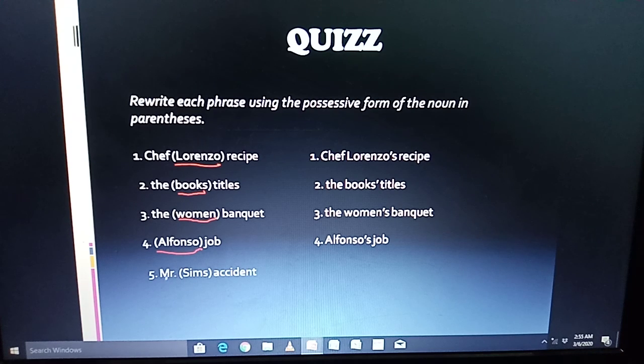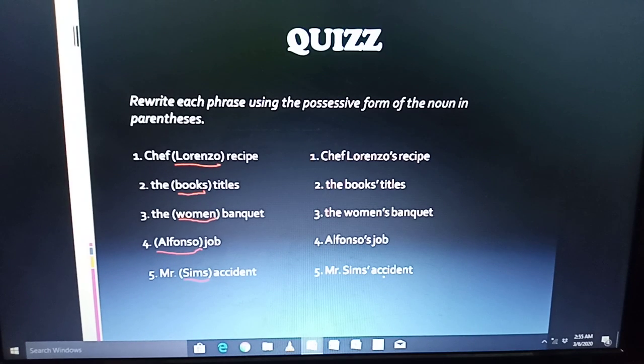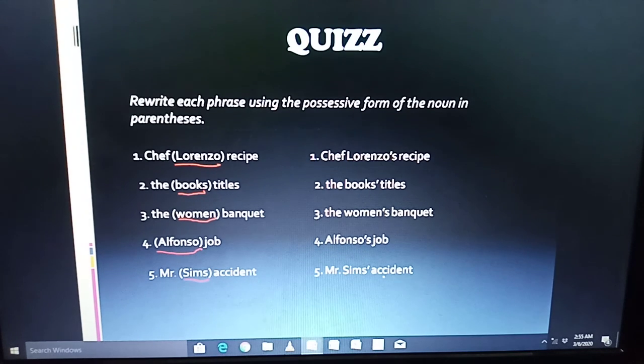How about number 5? Mr. Sims accident. So with this case, Mr. Sims accident, the noun here, Sims, is singular. Singular noun. And it ends with s. If this would be the case, then we simply add apostrophe at the end. Okay? Mr. Sims' accident. That's it. So that would be the end of nouns. So I hope you learned something about what is noun and what kinds of noun.